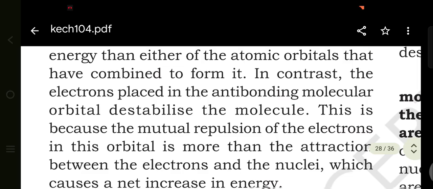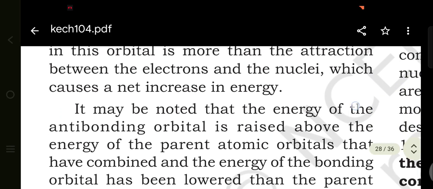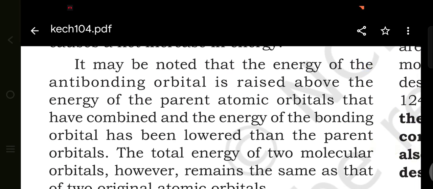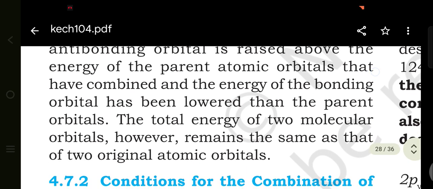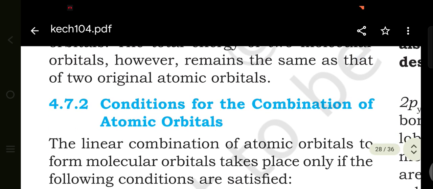In contrast, the electrons placed in the anti-bonding molecular orbital destabilize the molecule. This is because the mutual repulsion of the electrons in this orbital is more than the attraction between the electrons and the nuclei, which causes a net increase in energy. It may be noted that the energy of the anti-bonding orbital is raised above the energy of the parent atomic orbitals that have combined, and the energy of the bonding orbital has been lowered below the parent orbitals. The total energy of the two molecular orbitals, however, remains the same as that of the two original atomic orbitals.